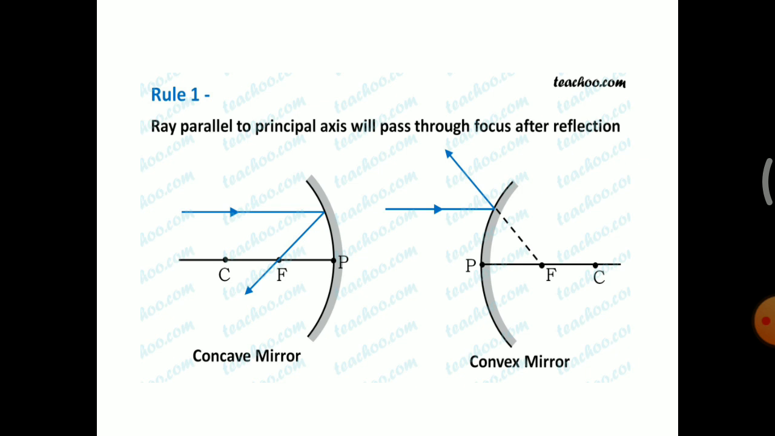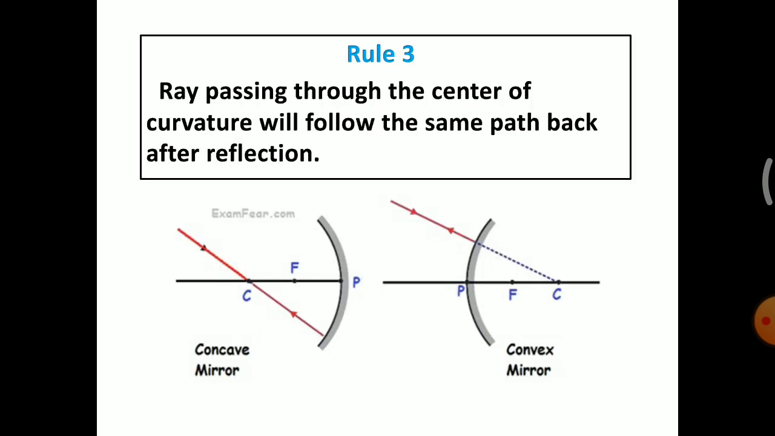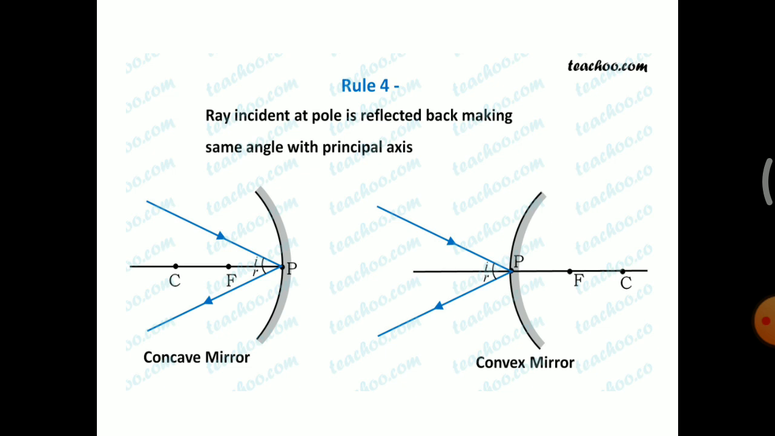The four rules I already taught in the last class. Again I recall here. Rule number 2: a ray passing through the focus will become parallel to the principal axis after reflection. Rule number 3: a ray passing through the center of curvature will follow the same path back after reflection. Rule number 4: a ray incident at the pole is reflected back, making the same angle with the principal axis.